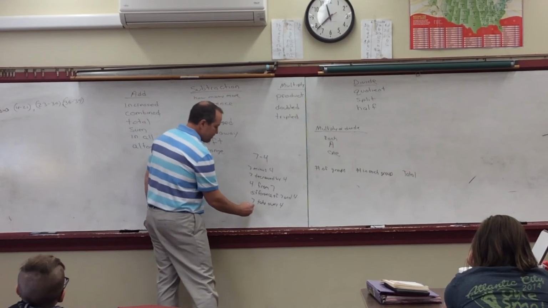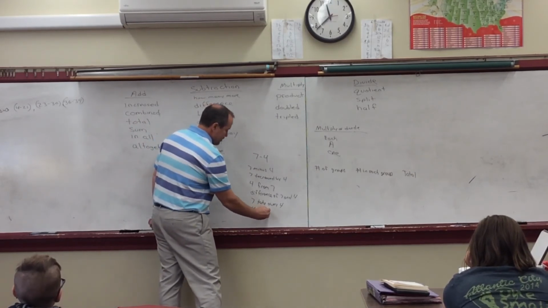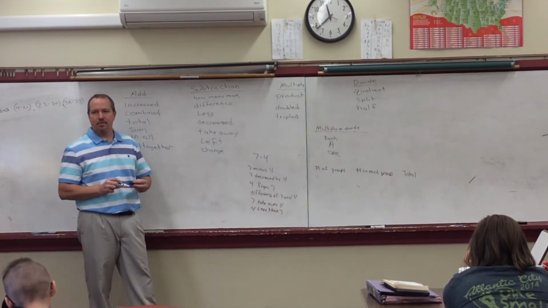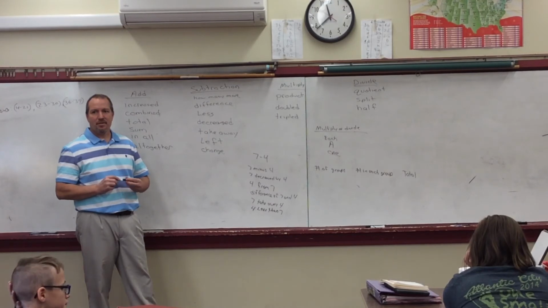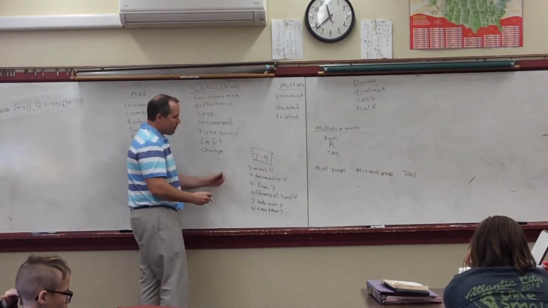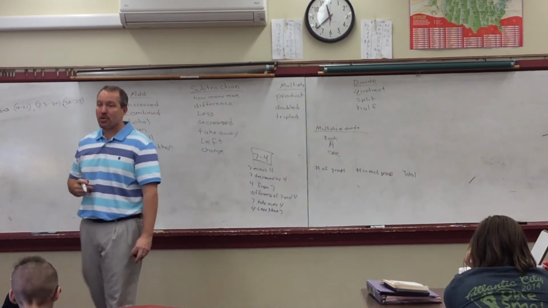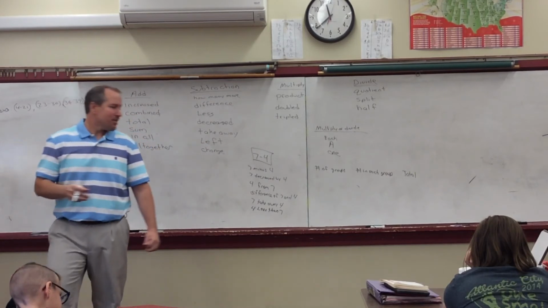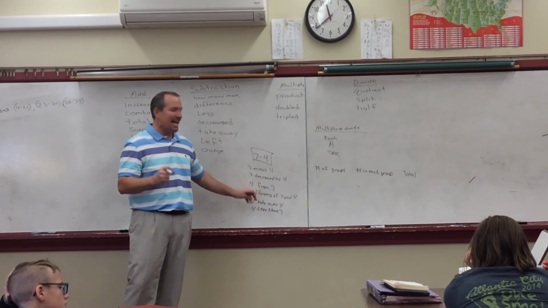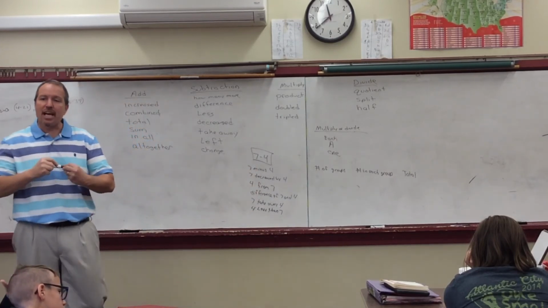How about 4 less than 7? Okay? So this one problem could be said in at least 6 different ways. There are 6 different ways that we could say this particular problem. And so that's what we're going to work on today.